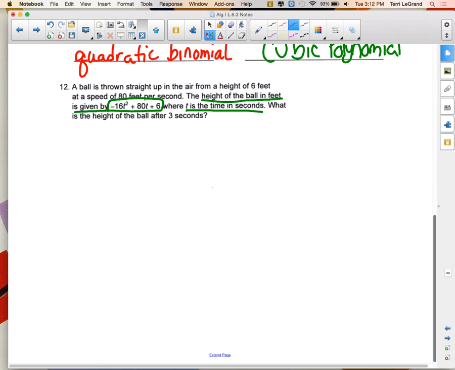Okay, now, they're saying we're supposed to find the height after 3 seconds. So find the height after 3 seconds. So we're going to take this polynomial, negative 16t squared plus 80t plus 6. Oh, by the way, can you give me that name of that kind of polynomial? What do you think that is? Trinomial. Yeah, it's a quadratic because it's degree 2, and it's trinomial because it has 3 terms.